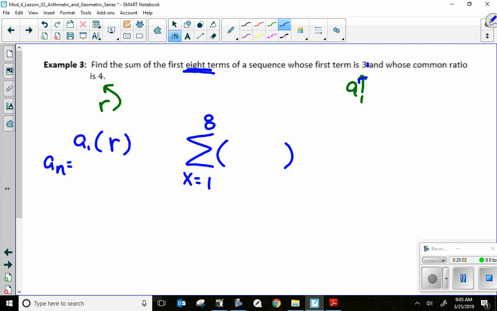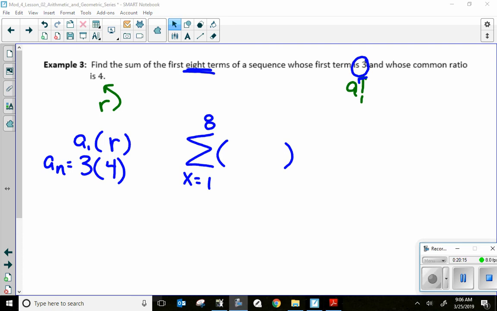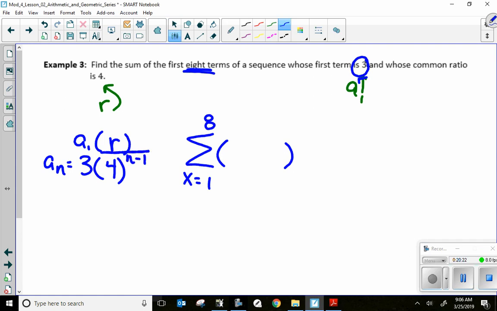So my first term is, yep, that's off again. Look at that, 3. My common ratio is 4. And then do I raise that to the n or to the n minus 1? I think it is to the n minus 1. And I would be correct. So, n minus 1. Okay, so my expression is right here.